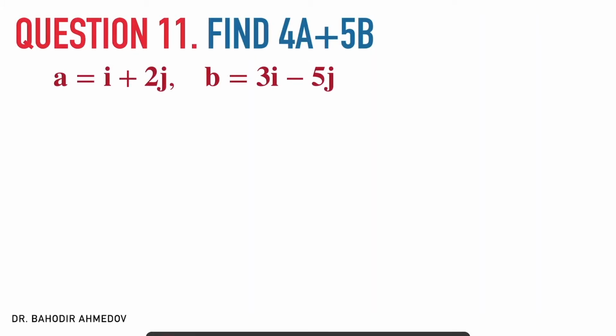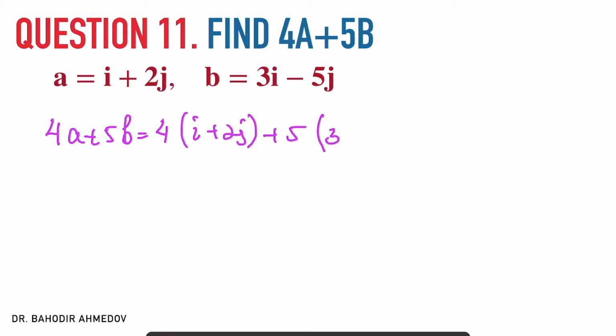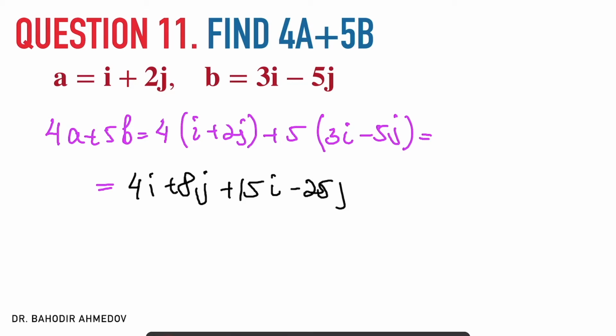Question number 11, you have to find 4a plus 5b. So I'm just going to multiply the 4a. It's going to be 4 times 8i plus 2j, plus 5 times 3i minus 5j. Then I'm just going to open the brackets and simplify the terms. It's going to be 4i plus 8j plus 15i minus 25j.